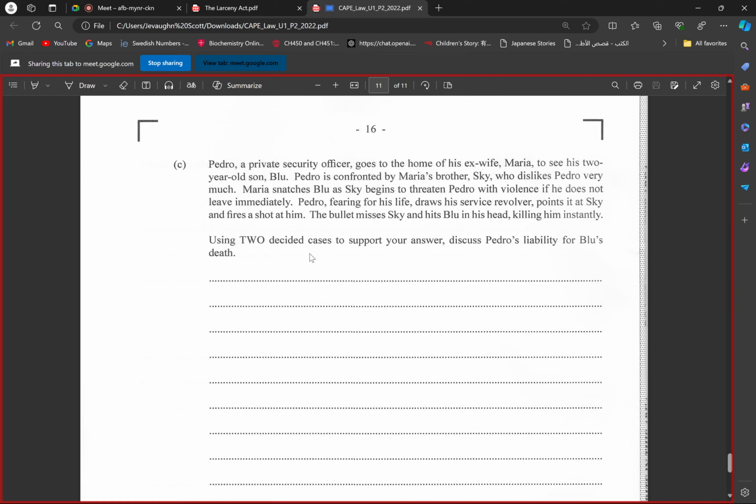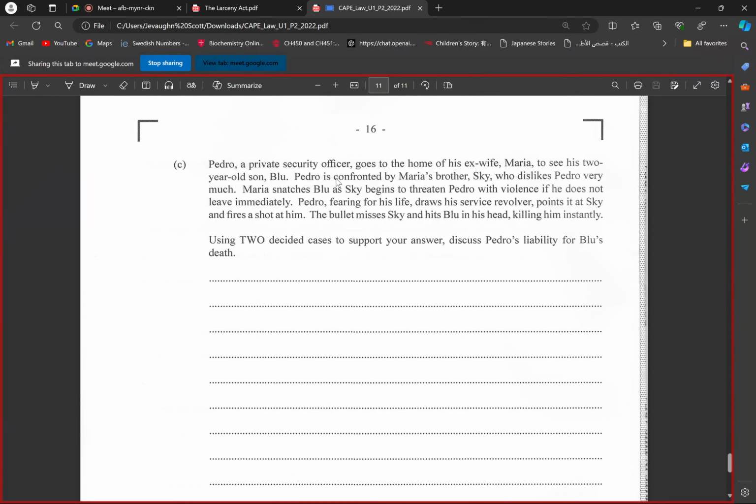And then he points at Sky and fires a shot at him, right? So we have to see whether or not that firing is a reasonable response. We're looking at whether or not using the service revolver is a reasonable response to being threatened with violence from Sky, right? You now have to discuss whether or not that's a reasonable response, right? But now the bullet misses Sky and hits Blue.